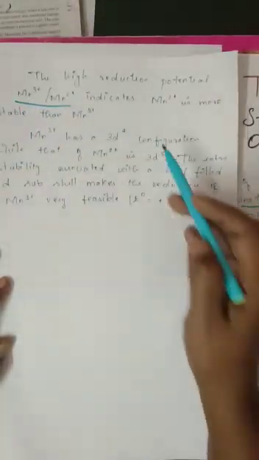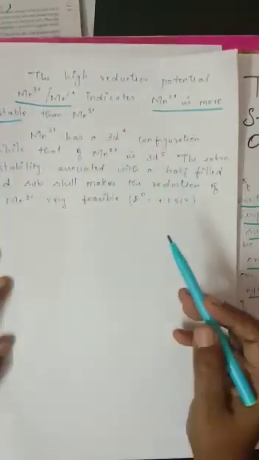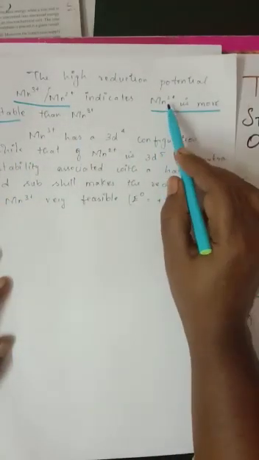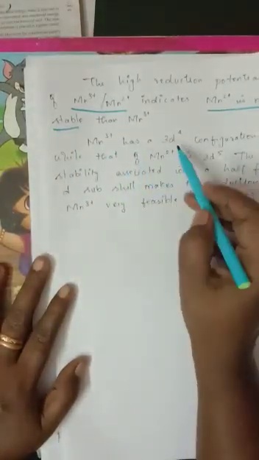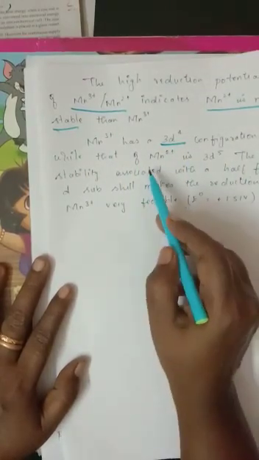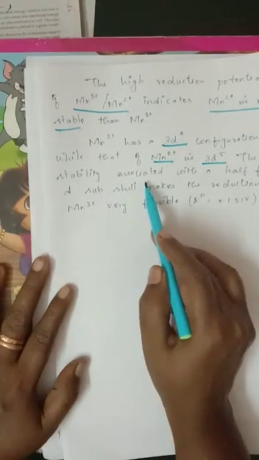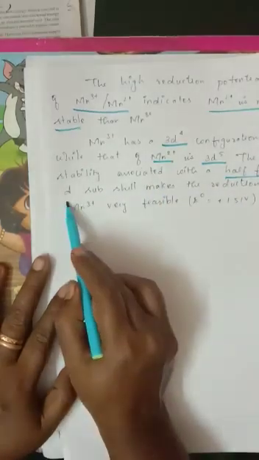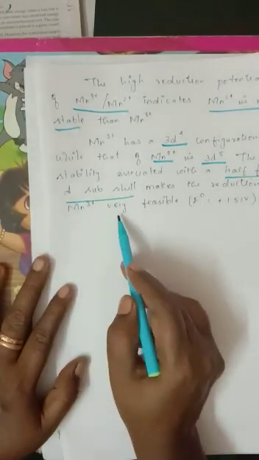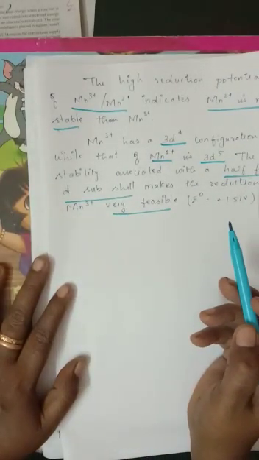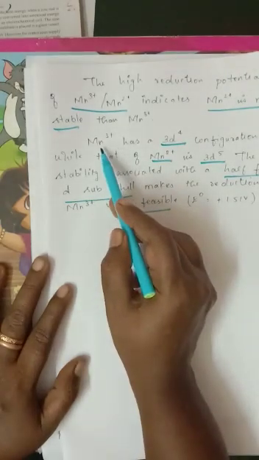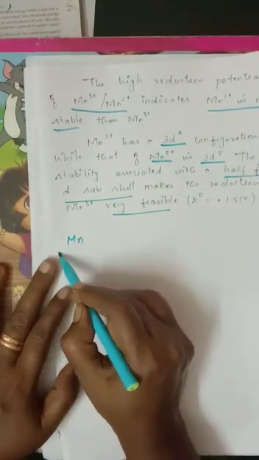The higher reduction potential of Mn3+ to Mn2+ indicates that Mn2+ is more stable than Mn3+. A question may be asking why Mn2+ is more stable than Mn3+. Mn3+ has a 3d4 configuration while Mn2+ shows a 3d5 configuration. The extra stability associated with a half-filled d subshell makes the reduction of Mn3+ very feasible. What is the atomic number for manganese actually? Manganese is 25, no?